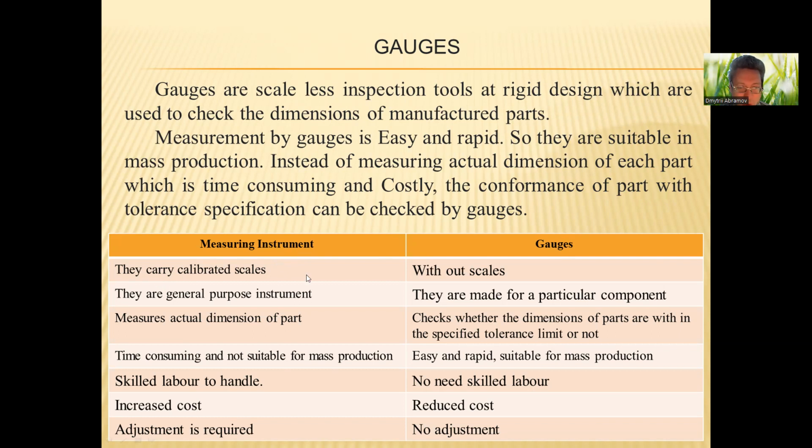So, first row. Measuring instruments carry calibrated scales, and gauges are without scales. Measuring instruments are general purpose instruments. And gauges are made for a particular component.